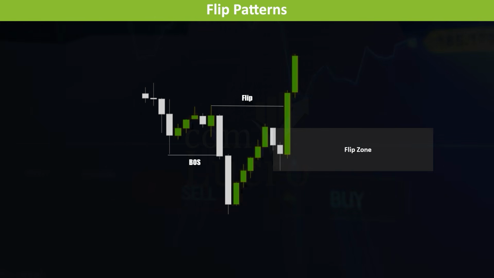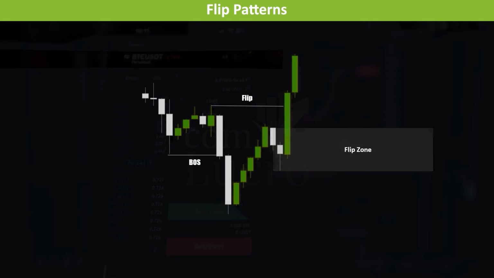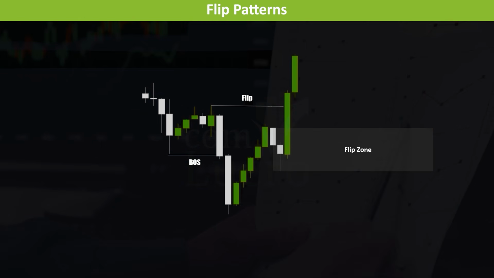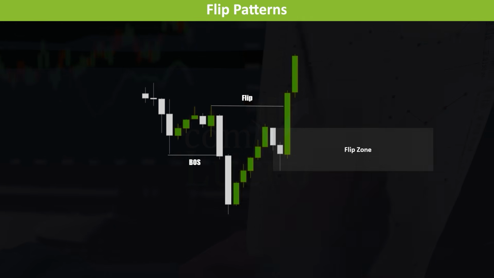Now you might wonder what the difference is between a change of character and a flip. Flips and choke patterns are both reversal signals, but here's the key point. Every flip is a choke, but not every choke is a flip. Price tends to reverse much faster when a flip forms, which means flips offer a stronger edge than standard change of character structures. They are also more mechanical and rule-based, giving you a clear entry point while indicating a potential shift in market direction. But keep in mind that not every flip is valid or tradable.